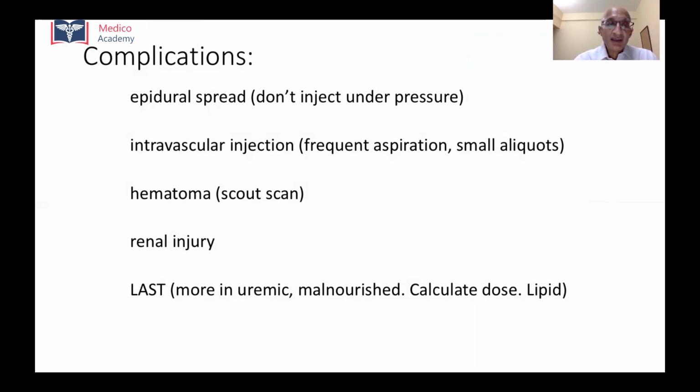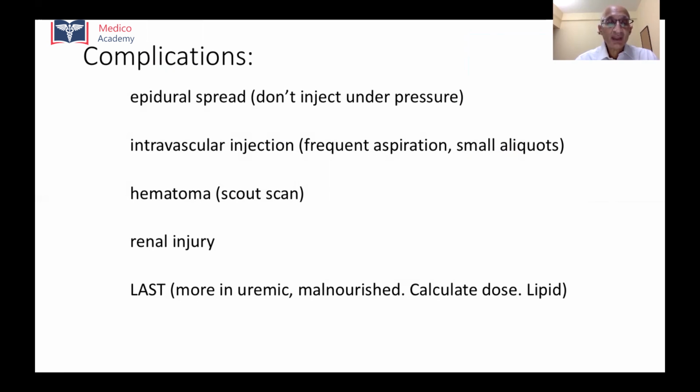The other complication, as I mentioned earlier, can be hematoma because it's a vascular space, and the kidney, remember, if we miscalculate the spinal level at which we have inserted the needle, and if we are by mistake above L2 and the patient is taking deep breaths, then the lower pole of the kidney comes and goes at that level, and we can cause some renal injury.